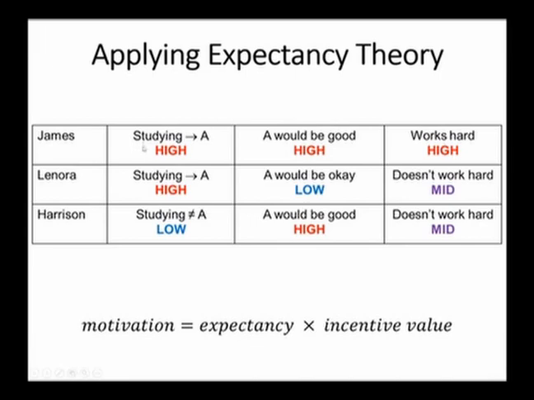I just like the idea that, you know, if you have a high expectancy and a high incentive value, then your motivation is high. And then if you have either expectancy or incentive value, if one's high and the other's low, then your motivation is lower. That's as far into it as we need to get.